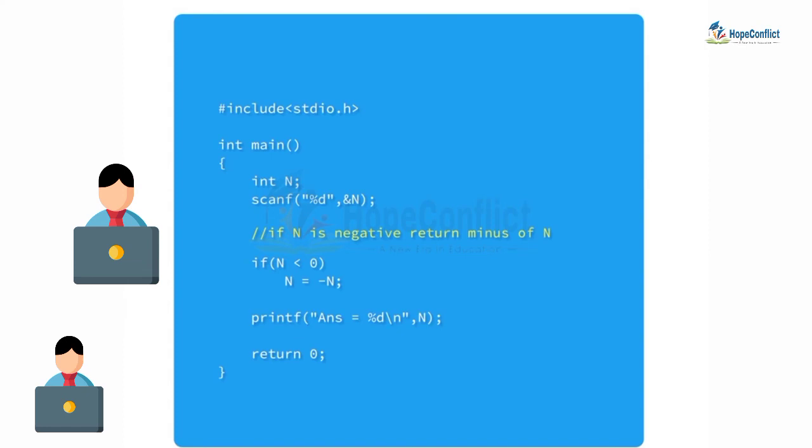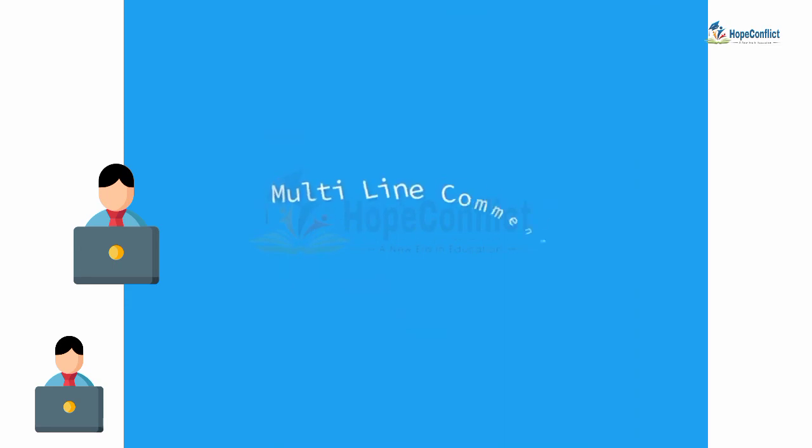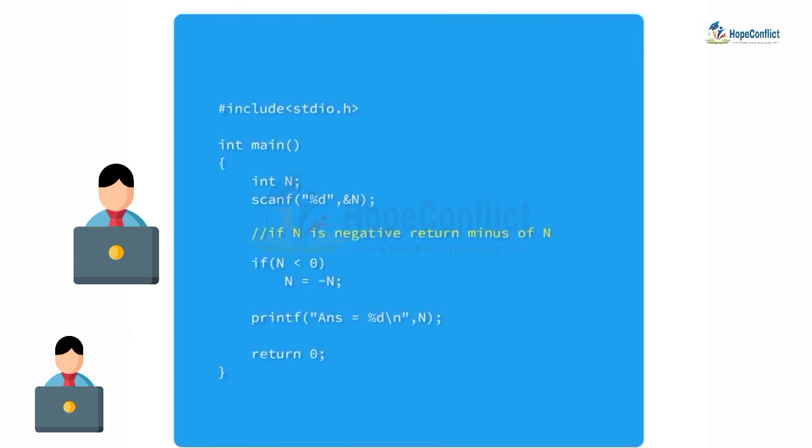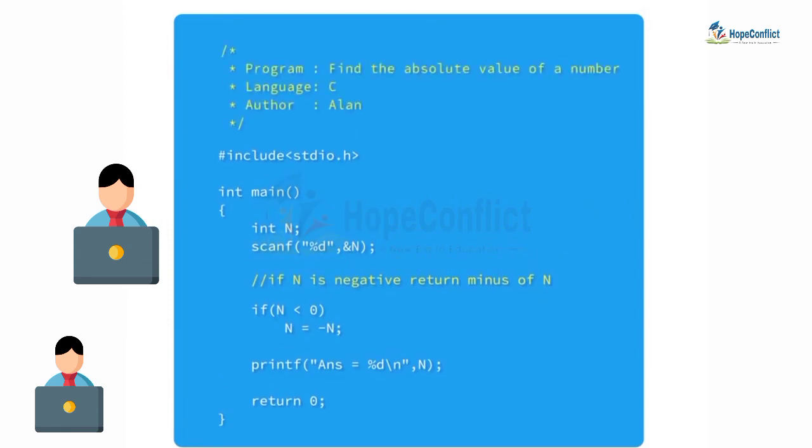The second method to add comments in C is using multi-line comments. Using this, we can add a multi-line code explanation. It begins with a slash star and ends with a star slash. You can see an example here. We have a program here to find the absolute value. So we can write the details of the program as multi-line comments like this.